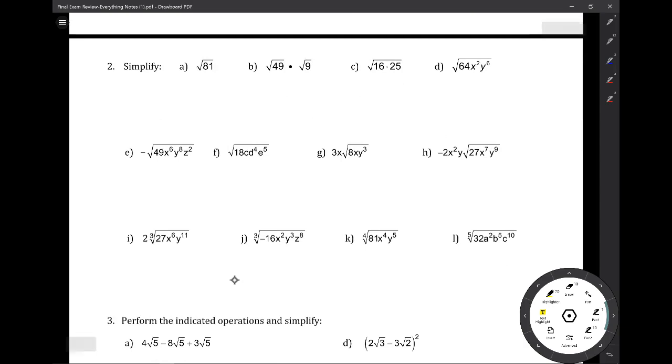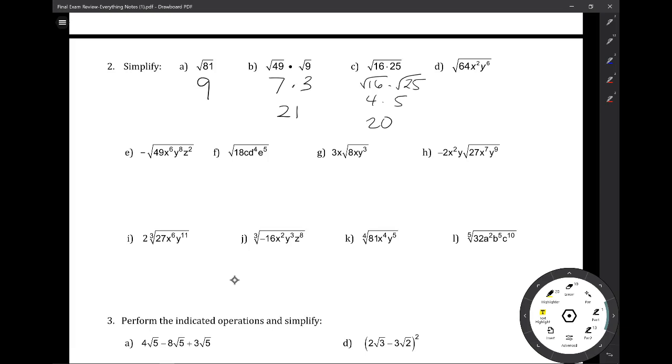Then we moved on to simplifying radicals and operations of radicals and things of that nature. Square root of 81, everyone knows that's a nice 9. 49 is 7 and 9 is 3, so that gives me 21. 16 times 25 can be broken apart to be the square root of 16 times the square root of 25, so that'd be 4 times 5, which is 20.